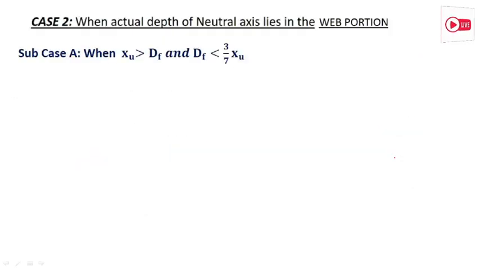Okay, that is the first case, when the actual depth of neutral axis is within the flange portion. Now the second case: when the actual depth of neutral axis lies within the web portion.